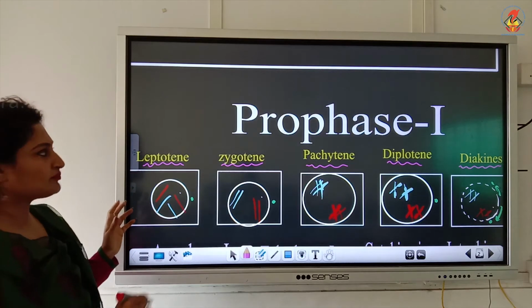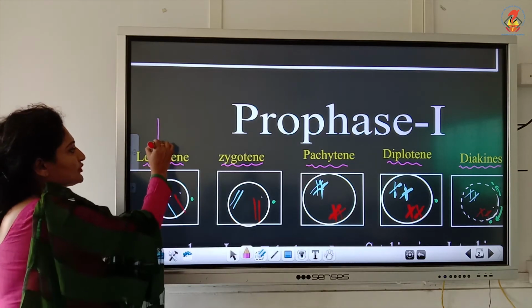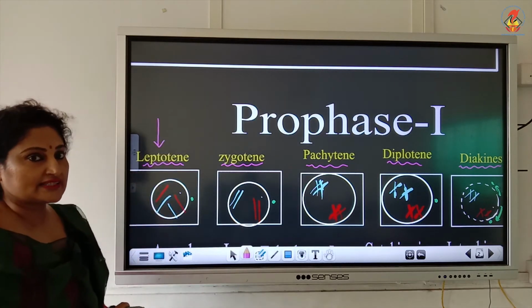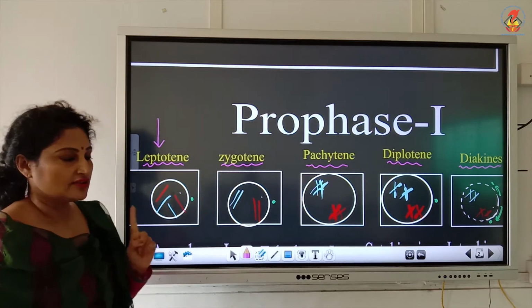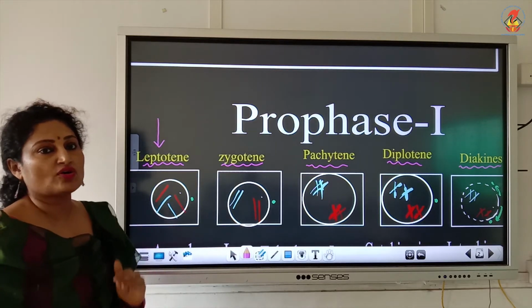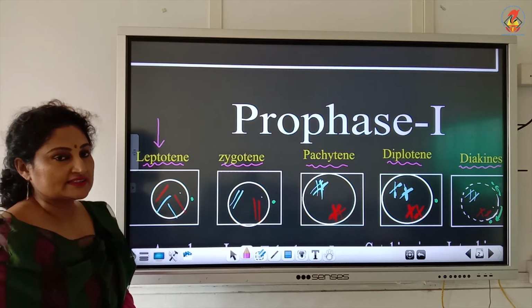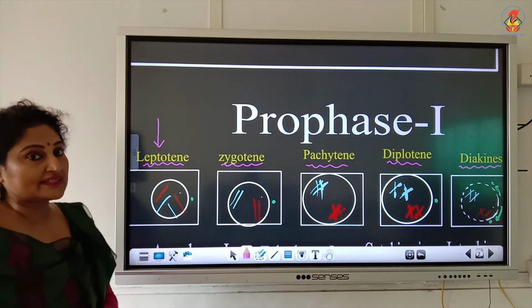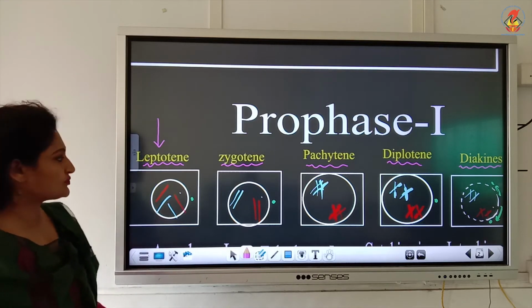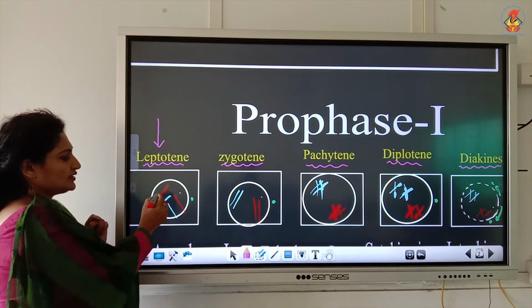So first, from the interphase stage, we are proceeding to the leptotene stage. What has happened? One event. The event is condensation of the chromosomes to form rod-like structures. Once again, condensation of the chromatin to form rod-like chromosomes. See, I have drawn here.